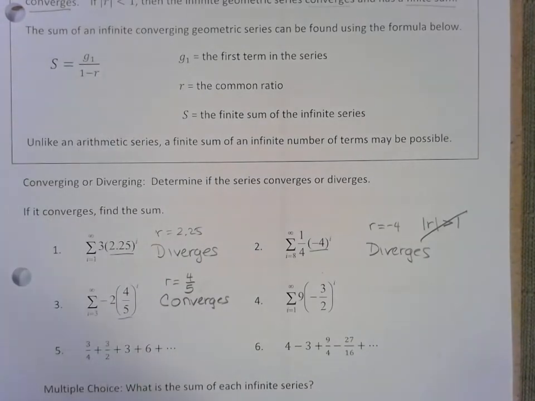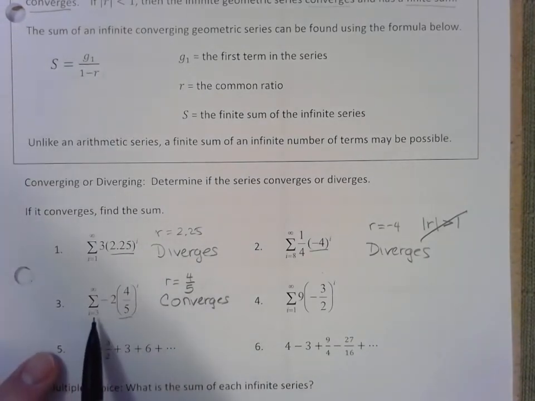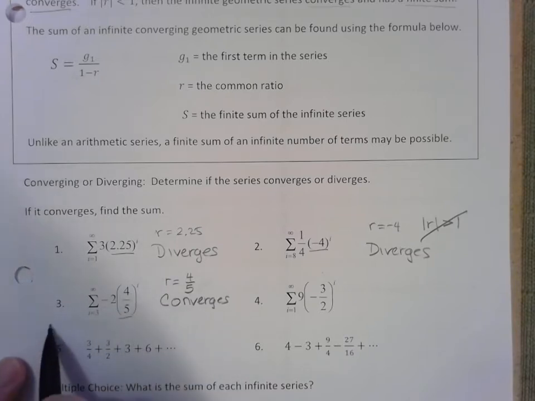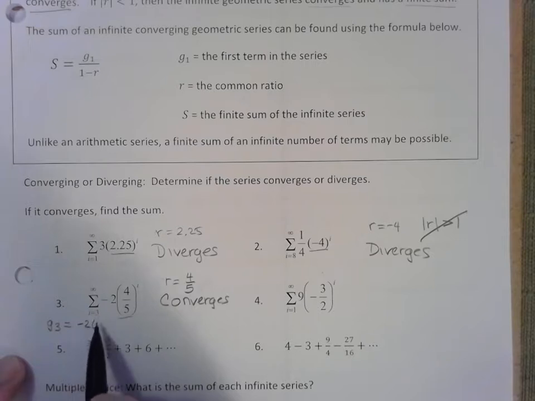We're going to use that formula. We need to identify what's the first term in the series. So the first term in the series is actually g sub 3, because the index at the bottom indicates that we're doing 3. The third term, we'll do -2 times 4/5 to the third. Now what is 4/5 to the third? 4 to the third is 64.